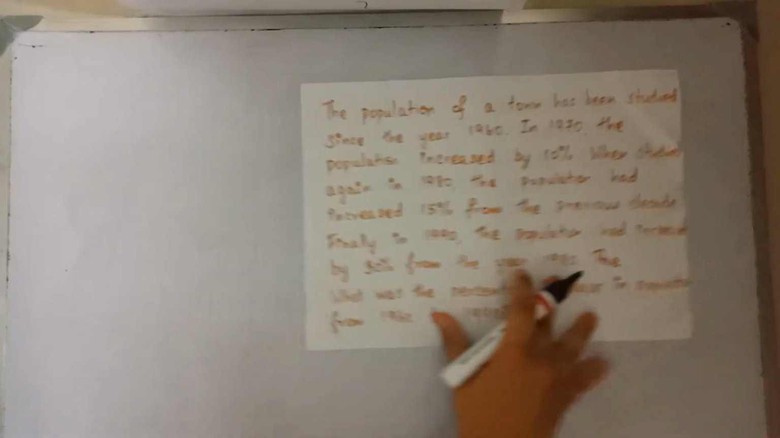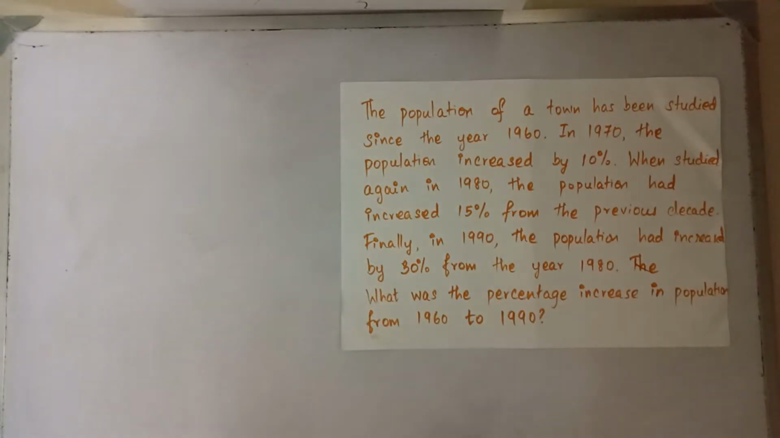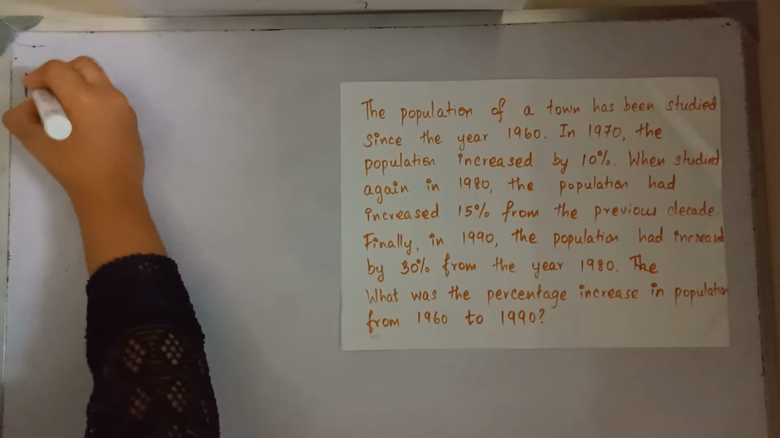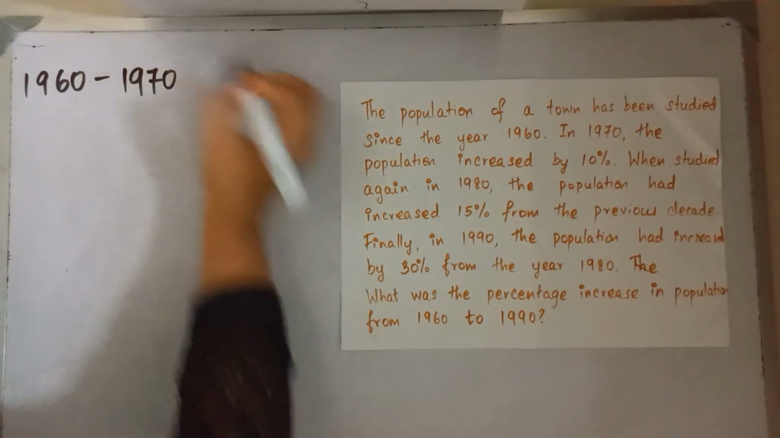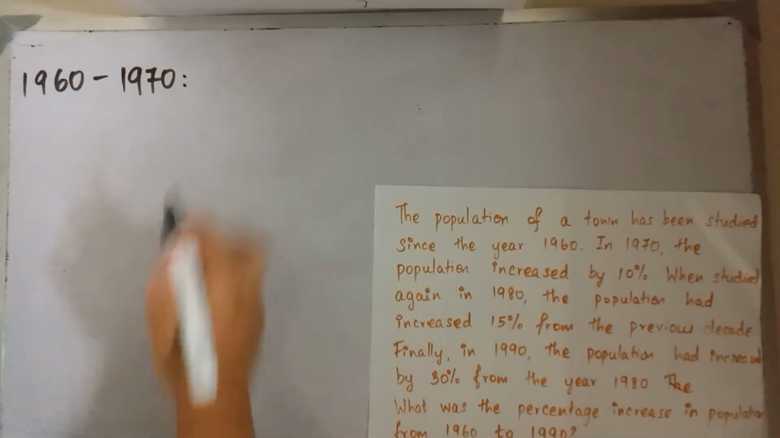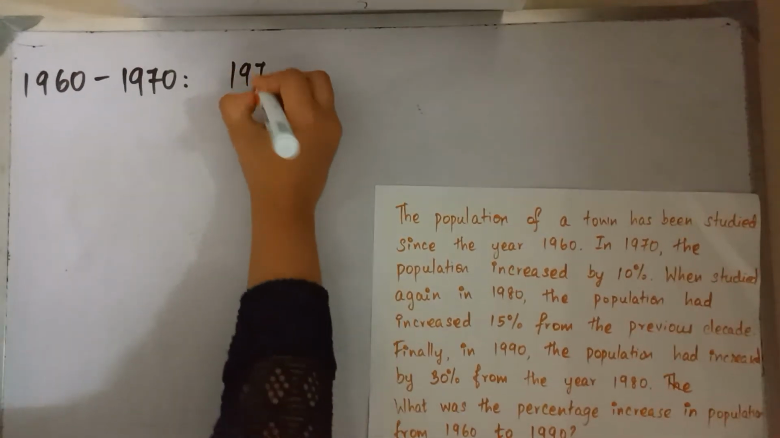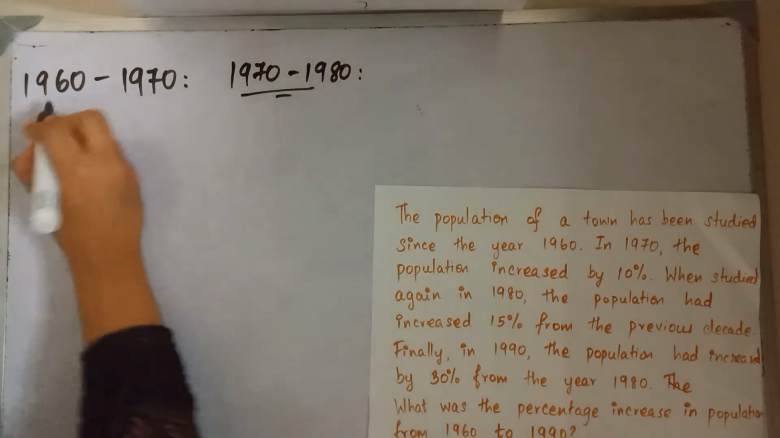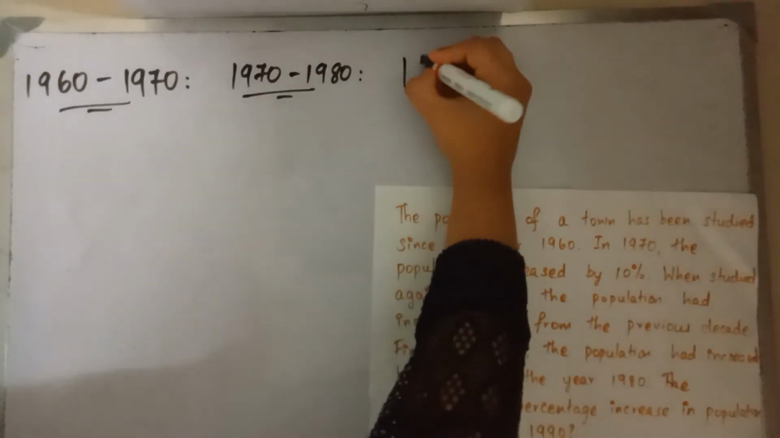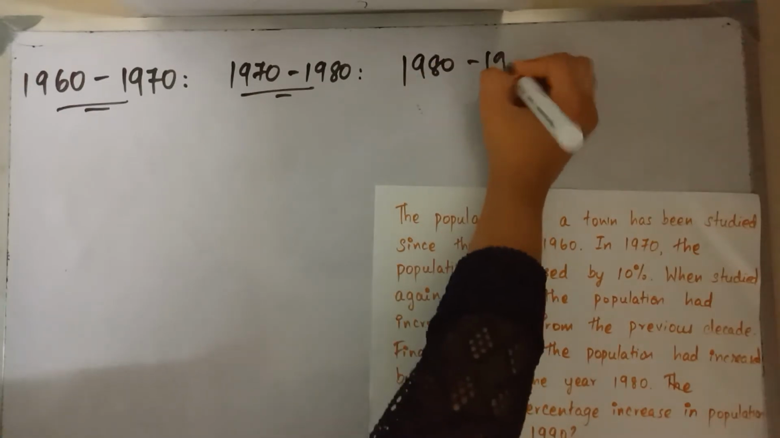Okay, so we have to look at it step by step. We'll divide it into different time frames. First we have 1960 to 1970, and then we have 1970 to 1980. There's another increase. Then we have 1980 to 1990.